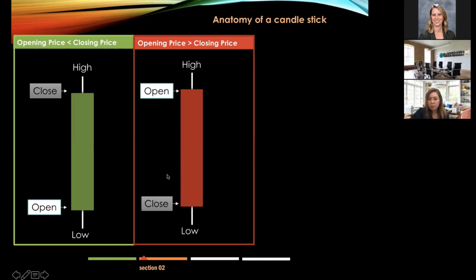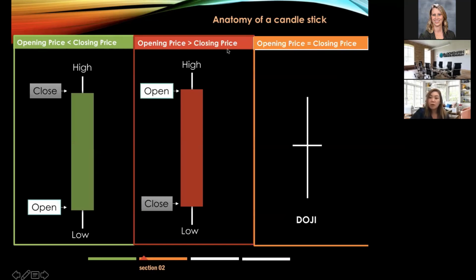I believe some candles are black and white, but in this scenario, I would like to use red and green to show the contrast. So what happens if your opening price equals your closing price? The candle that you will see is what we call the doji candle. The doji candle has the opening and closing price almost the same. So that's why you have that line.